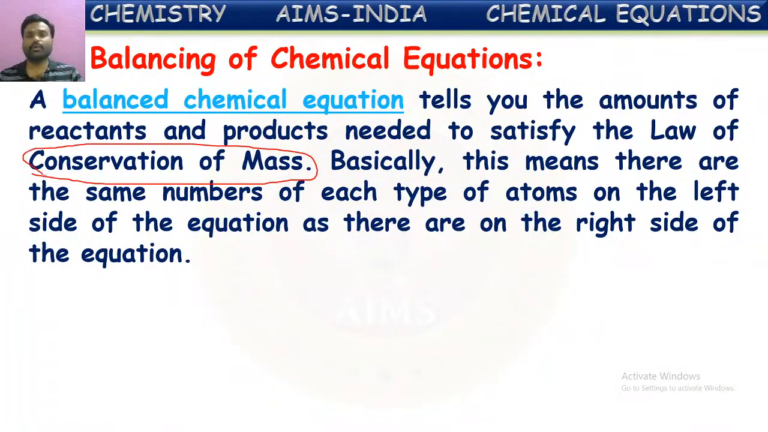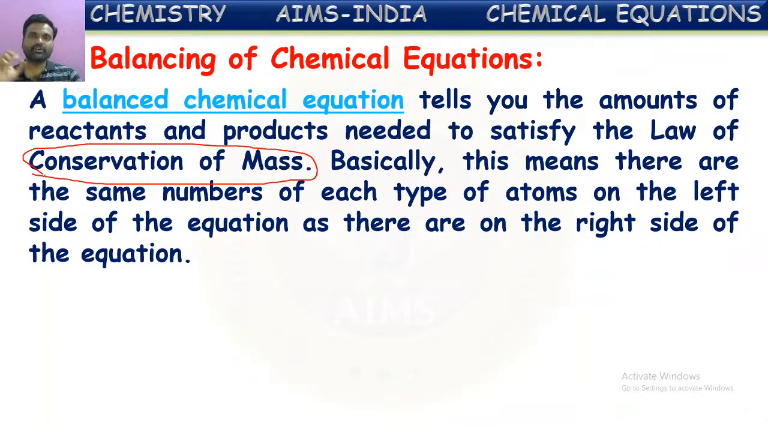You might have learned it in the lower classes. This law of conservation of mass states that the total mass of the reactants should be equal to the total mass of the products formed. In any chemical reaction, the total mass of the reactants will be equal to the total mass of the products formed in that reaction.